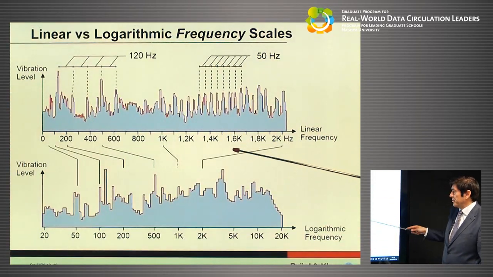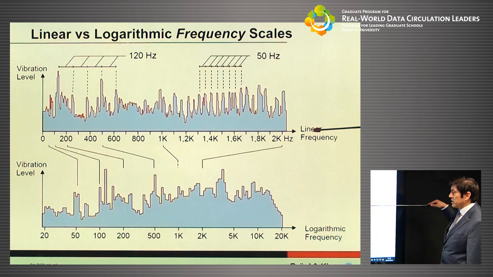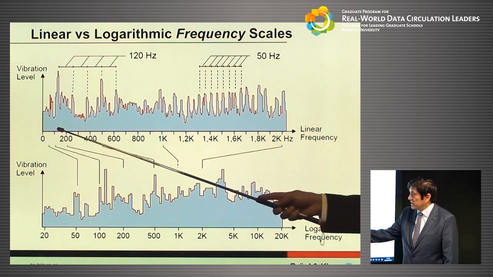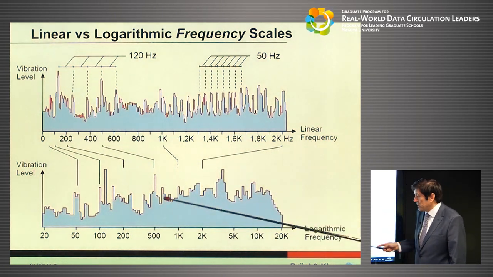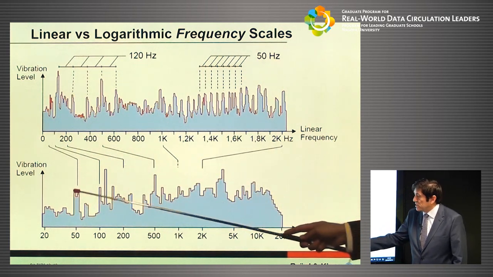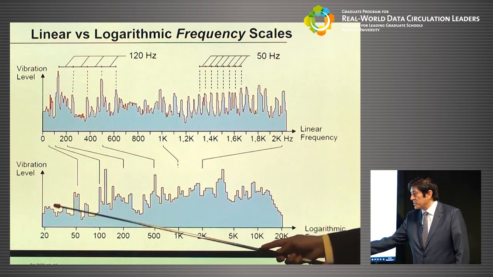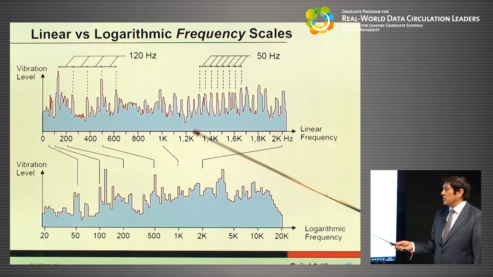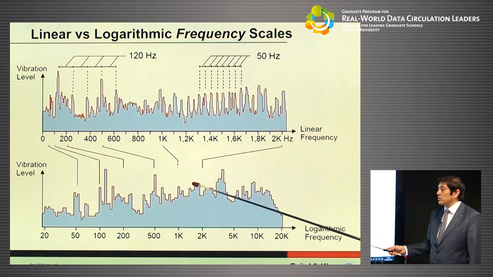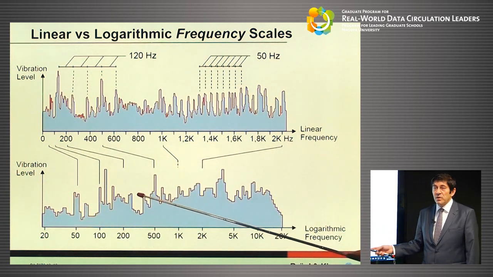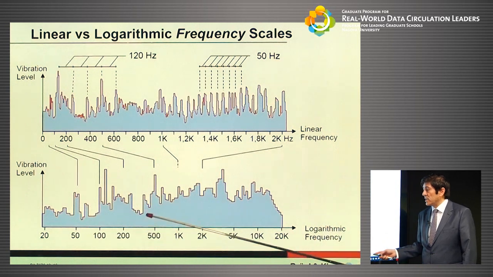this is data. On the top, the horizontal axis is linear. At the bottom, the horizontal axis is logarithmic. And if you look at this, the low frequency range is expanded when you look at it in logarithmic scale. So you can see the details at low frequencies. That's why logarithmic scale is used.